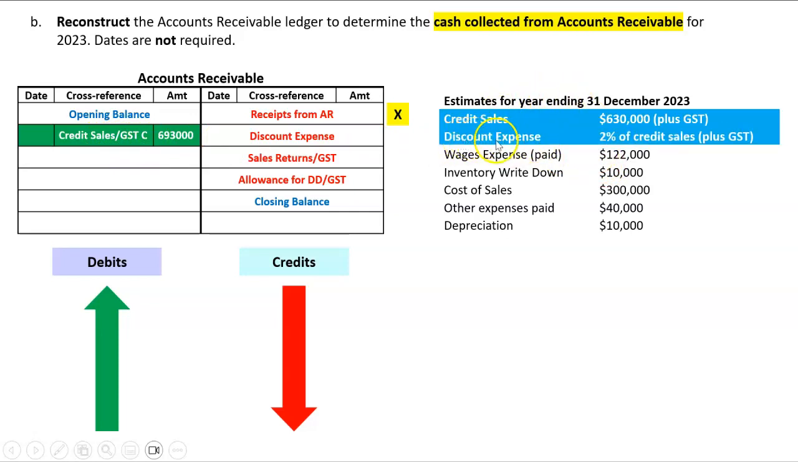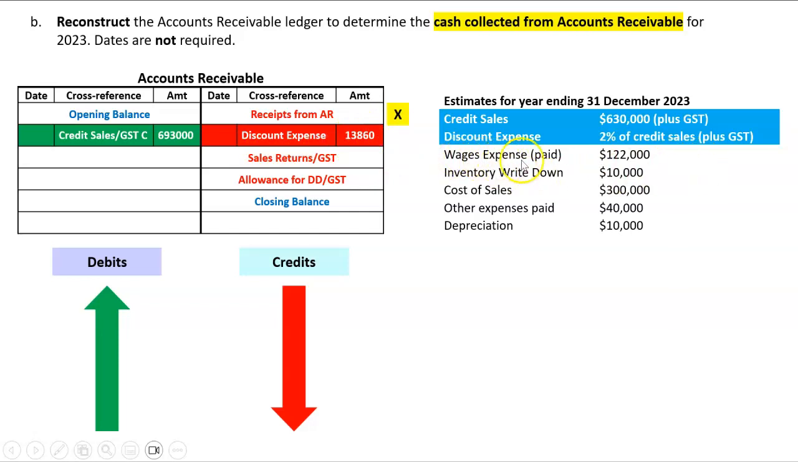The next thing we're told is discount expenses. That will be 2% of the credit sales plus GST, and that is something here. It says we've got to put discount expenses in. So we need to get our calculators and we need to get 693,000 and times that by 2%, and when we do that, we'll get 13,860.